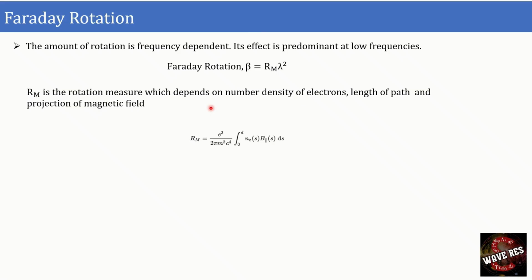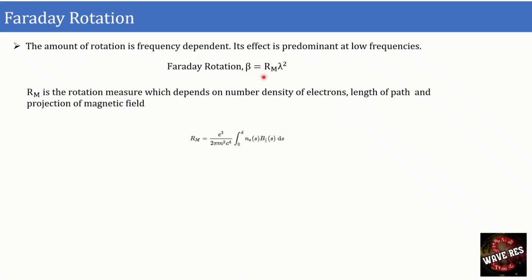The amount of rotation provided in the ionosphere is given by the expression Rm times lambda squared. So this Faraday rotation is wavelength or frequency dependent. You can see that the rotation caused is directly proportional to the wavelength. As the wavelength increases, the Faraday rotation will be more. That means at lower frequencies, because wavelength and frequency are inversely proportional, this Faraday rotation will have a more predominant effect.